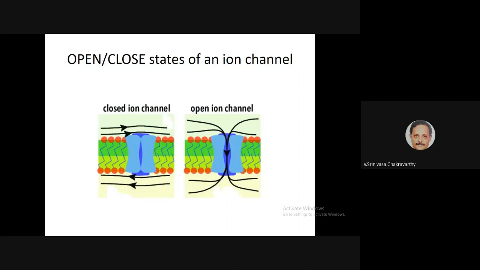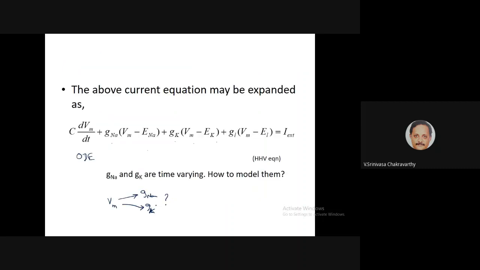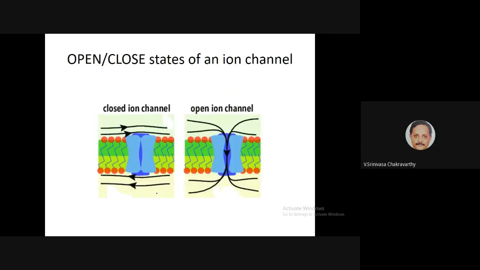Now, to understand that, right? So we said GNA and GK they vary as a function of voltage, right? We said there is some voltage gating. Now, how exactly does this voltage gating work? How does the voltage of the membrane, the membrane voltage, control the conductance of a channel?